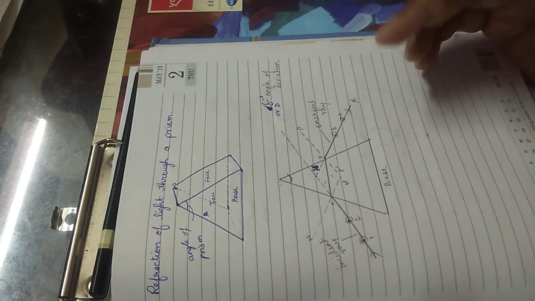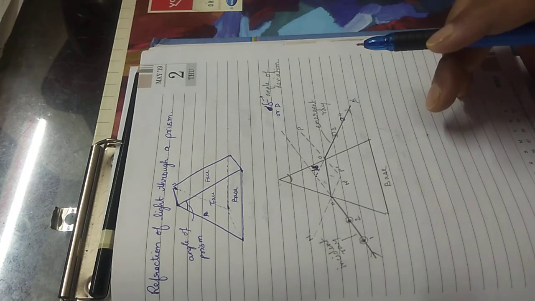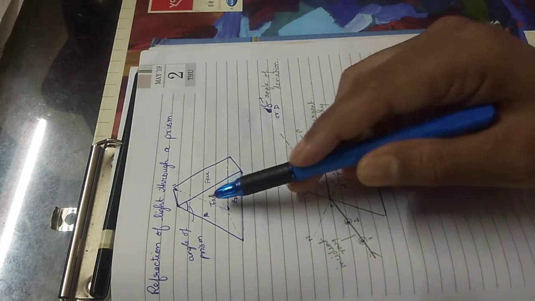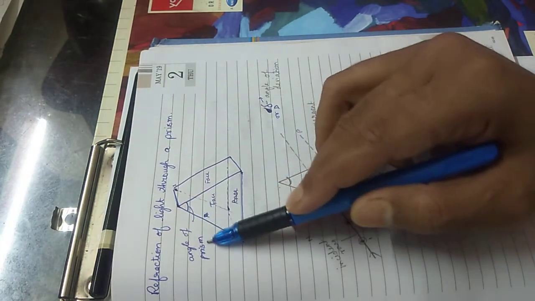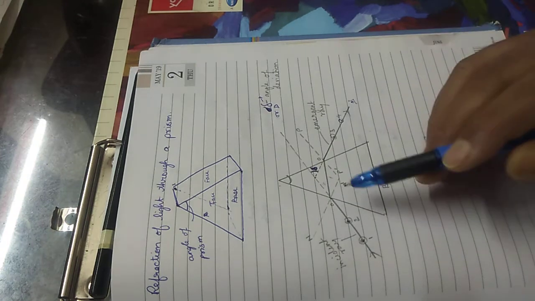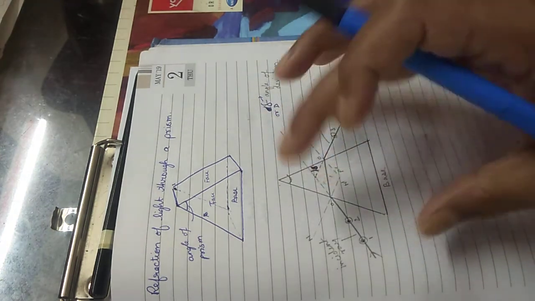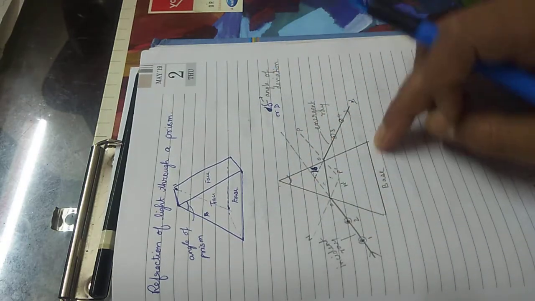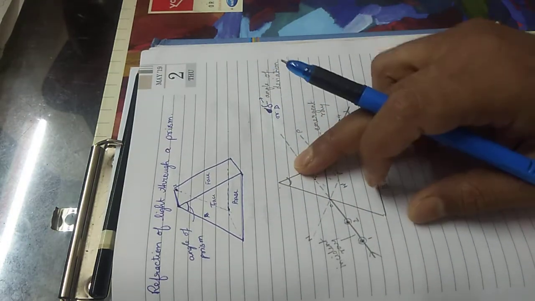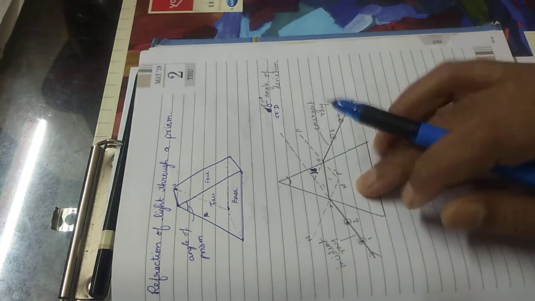Next, here we have a prism. A prism is also a kind of transparent glass structure. This is the base of the prism, and the angle opposite to the base of the prism is known as the angle of the prism. Now we do the same way. First we place the prism on a plain sheet, then draw the boundary of the prism. After drawing the boundary of the prism, we remove the prism.